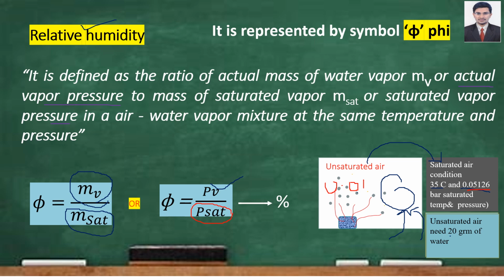If you supply insufficient water, the relative humidity will not be 100%, it will be in the range of 50, 60, 70%, depending upon the amount of water you supply to the room. Understood? So this is the concept of relative humidity. Now we will go to the next slide.